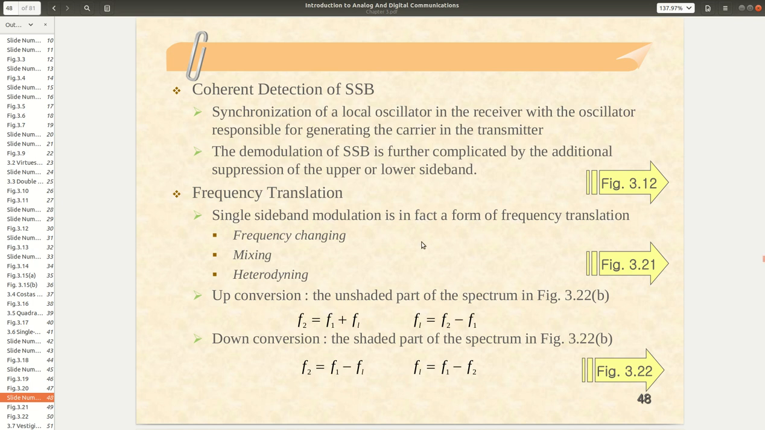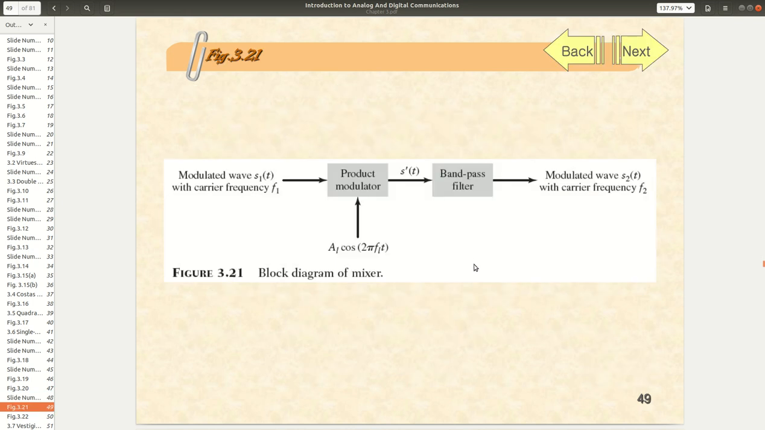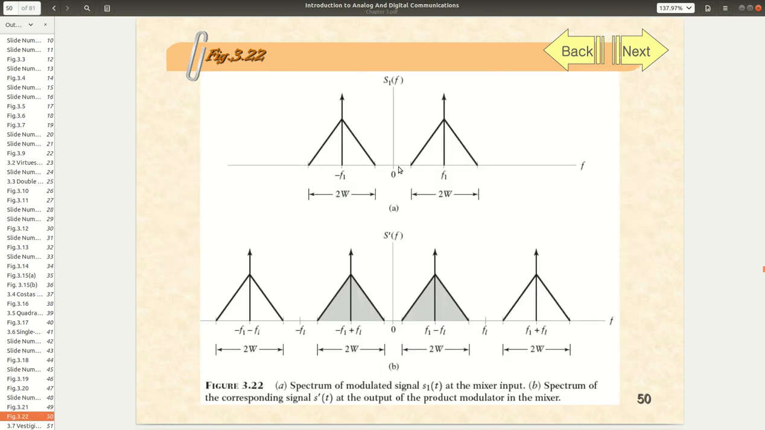So to add the other part, I just make some reflection or mixing. So up conversion, where I make F2 equal to F1 plus FL, and FL equal to F2 minus F1. This is the block diagram of the mixer. I have the signal at F1, the carrier signal. I multiply by another frequency FL, and then I apply the band pass filter with the carrier frequency F2.